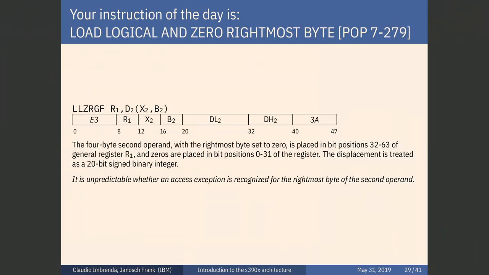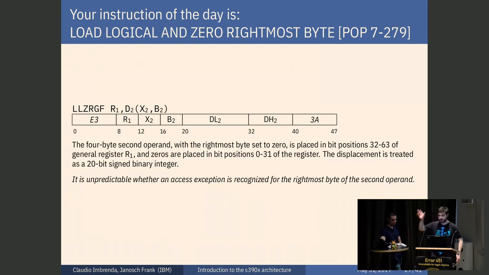Oh, yes. This is a very nice instruction, load logical and zero rightmost byte. You have a memory operand, which is that you have a base register, an extra displacement register, and a 20-bit signed integer. This is, by the way, the lower part of the address, and this is the high part of the displacement. Nothing special. You just read 4 bytes from memory. You put it into a register. You zero out the highest bytes, but also the lowest byte. So basically, you're reading 3 bytes from memory and putting them in a register.